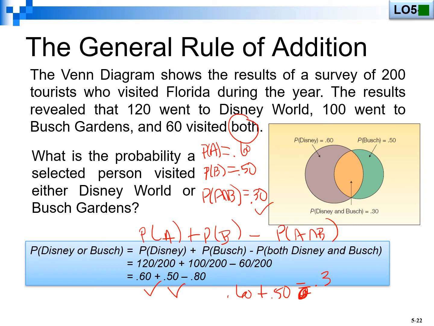So they like to use Disney, Busch. They didn't really put it into symbols, but basically, if you can see it right here, this is essentially the calculation they're coming up with. And it looks like in this case, I think there was a little typo. So you got 0.60 plus 0.50, so that's what, 1.1. You'd have 1.1 minus 0.3. So the answer is actually 0.80.